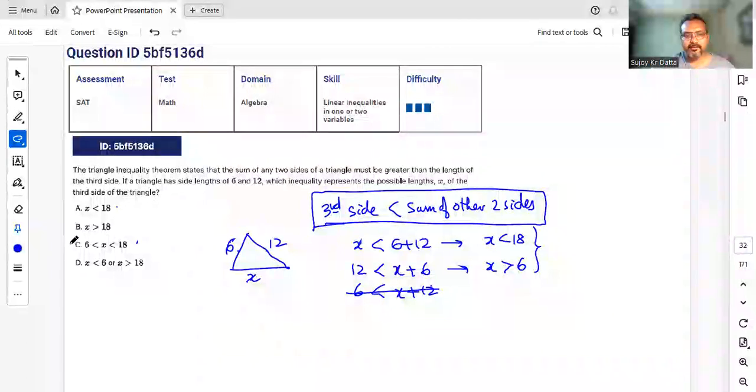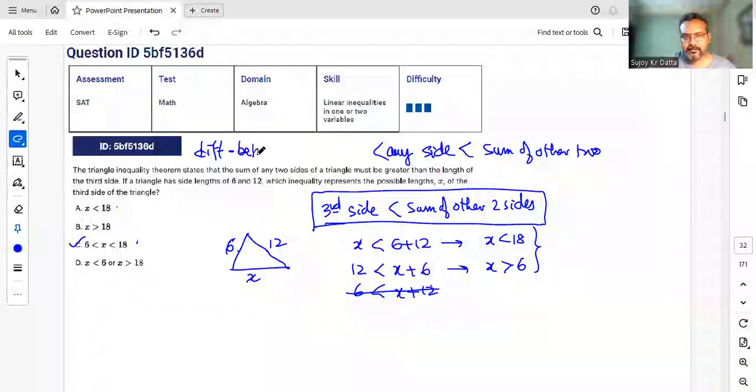From here, we get what? In fact, you can remember this: any one side is less than the sum of the other two and greater than the difference between the other two. So you can just write that the third side x is less than 18 and greater than 6 straight away. So you can remember this relation. All right, let's move on to the next one.